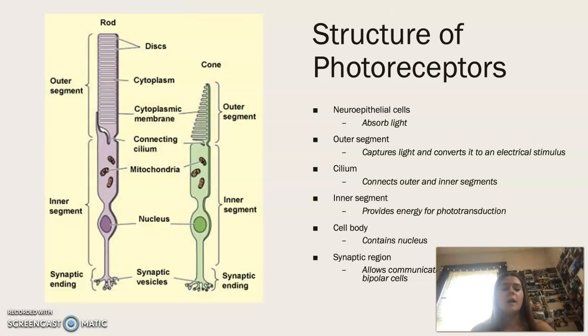Next we have the cell body, and this is important because it contains the nucleus. And then finally the synaptic region, or synaptic endings with synaptic vesicles, which you can see in the image to the left here. This allows communication between photoreceptors and bipolar cells. So it takes the light from this photoreceptor and transfers it to bipolar cells for phototransduction.